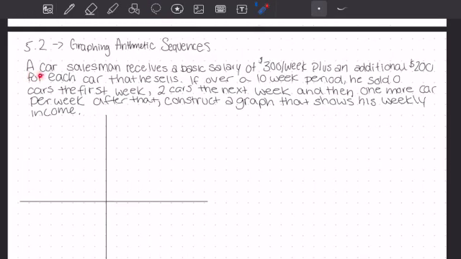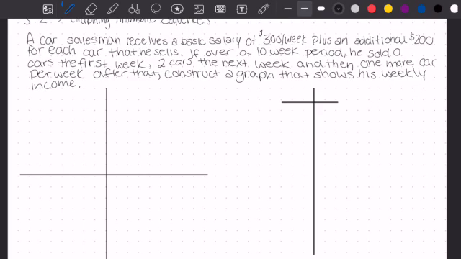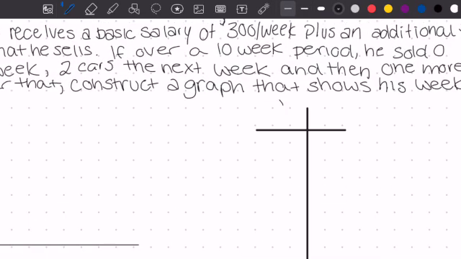It says, a car salesman receives a basic salary of $300 a week plus an additional $200 for each car that he sells. If over a 10-week period, he sold 0 cars the first week, 2 cars the next week, and then 1 more car per week after that, construct a graph that shows his weekly income. So I am going to start by creating a table of values here. I'm going to title this side, which would typically be my X, number of cars sold.